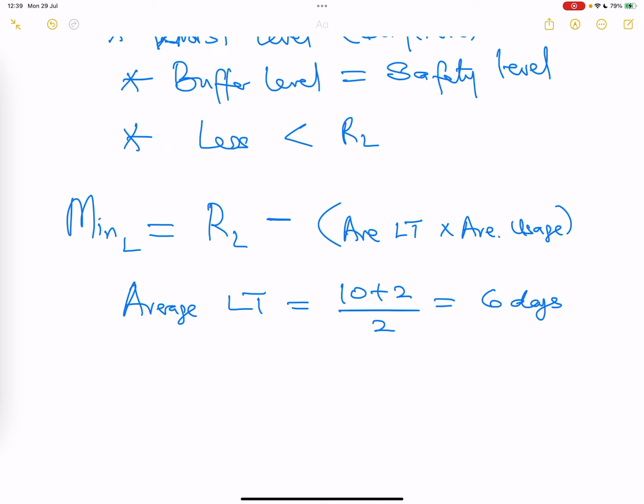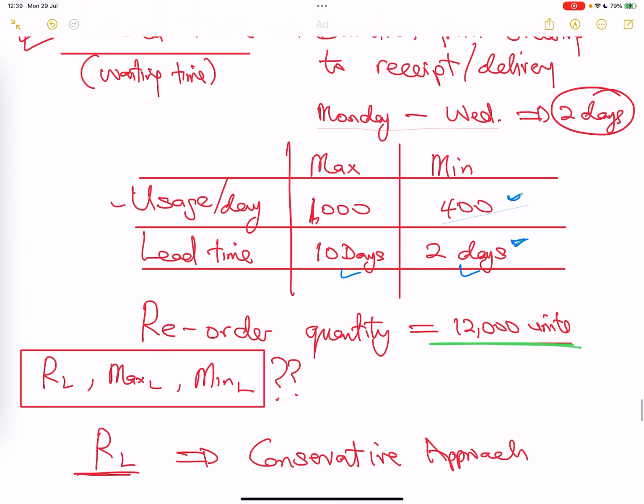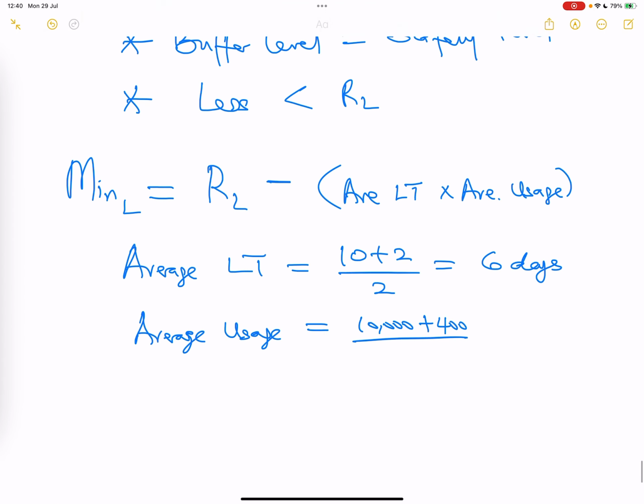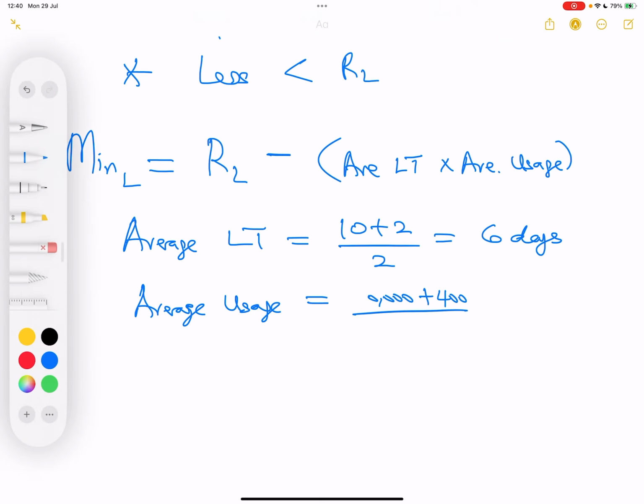Yeah? And your average usage is equals to the maximum of 10,000 and minimum of 400. Yeah, let me be sure. No, 1,400. So, yeah, 1,400 divided by 2. That's equals to 700 units.